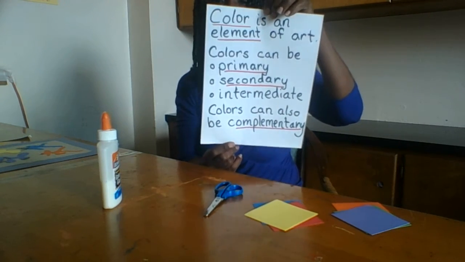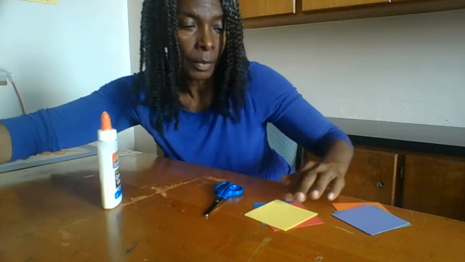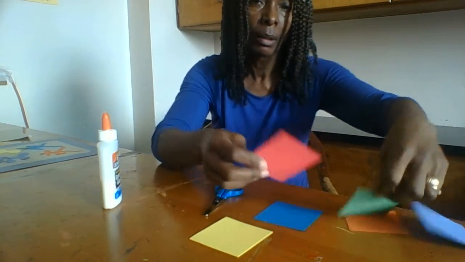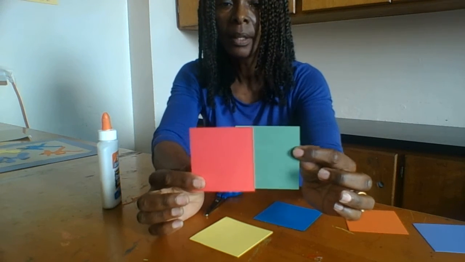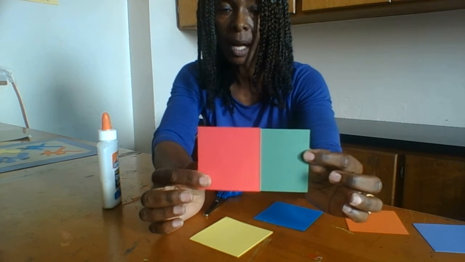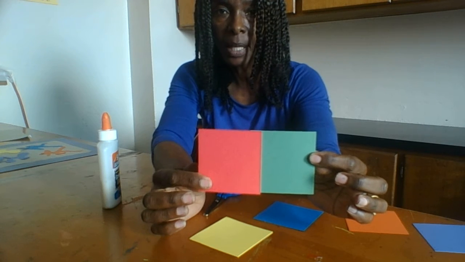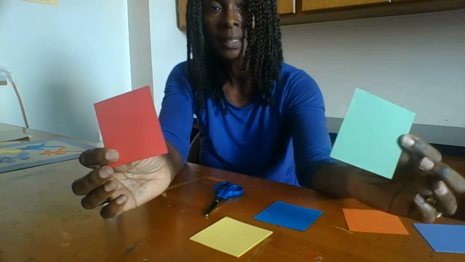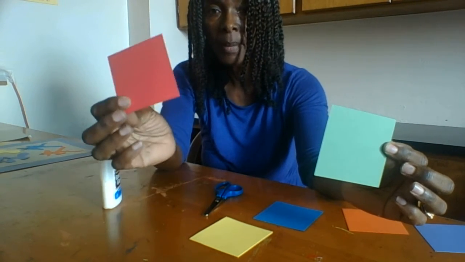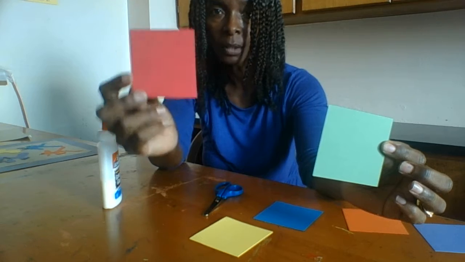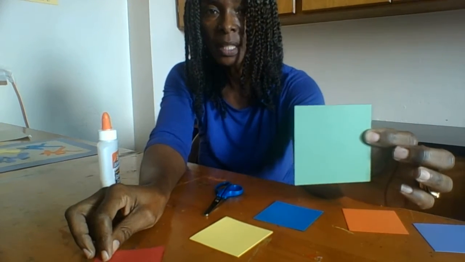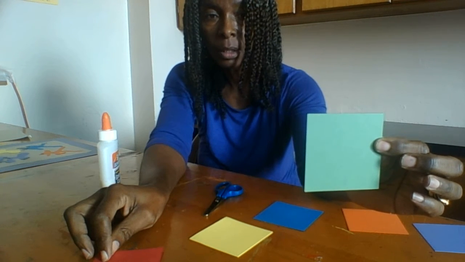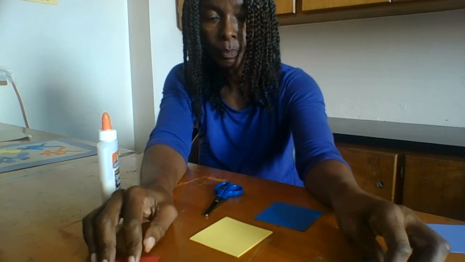Complementary colors include when we pair up red and green. These are called complementary colors. Notice with the complementary colors, one is a primary color and one is a secondary color. Primary color, red, has only one color in it, red. The green, however, is made up of two primary colors, which is yellow and blue.